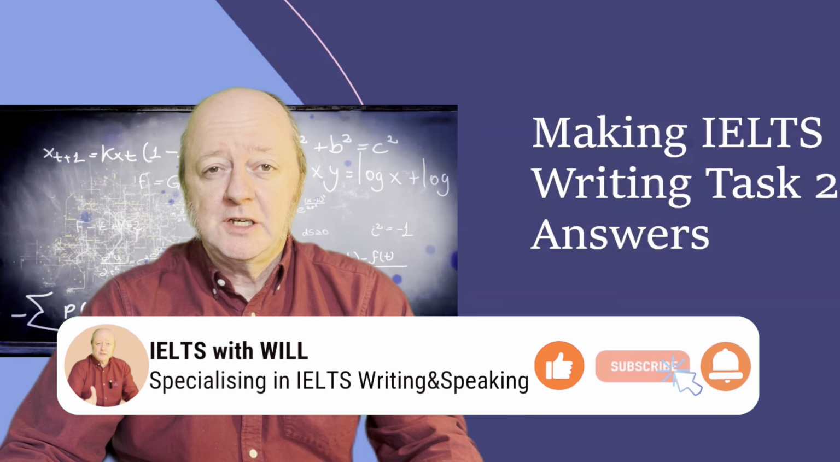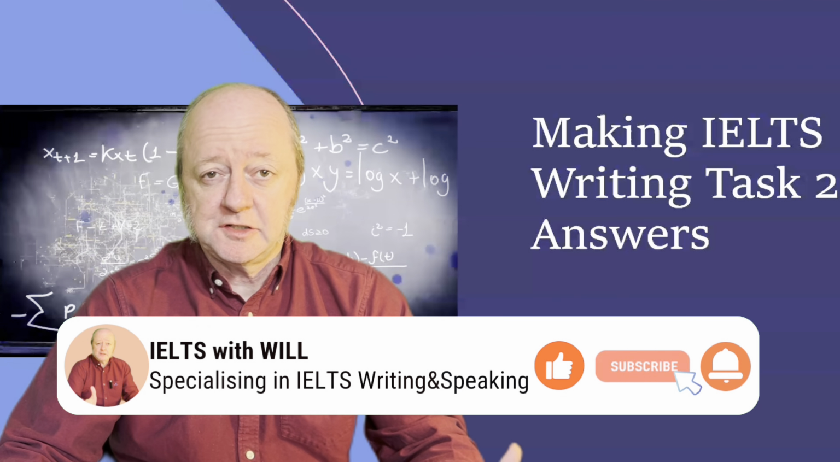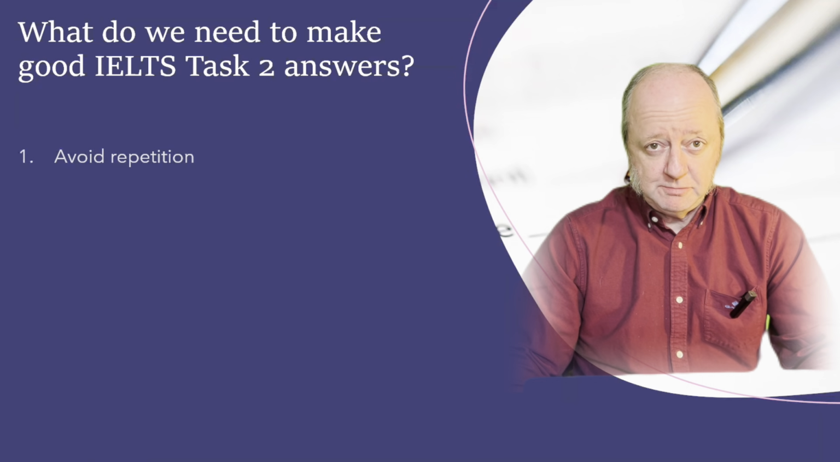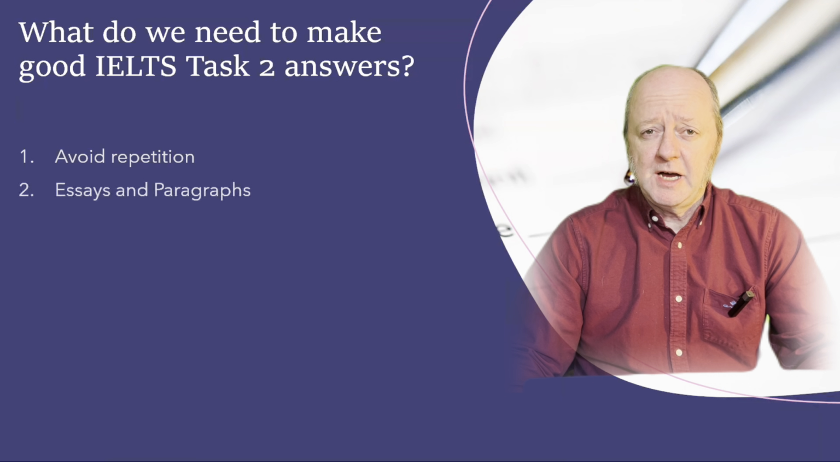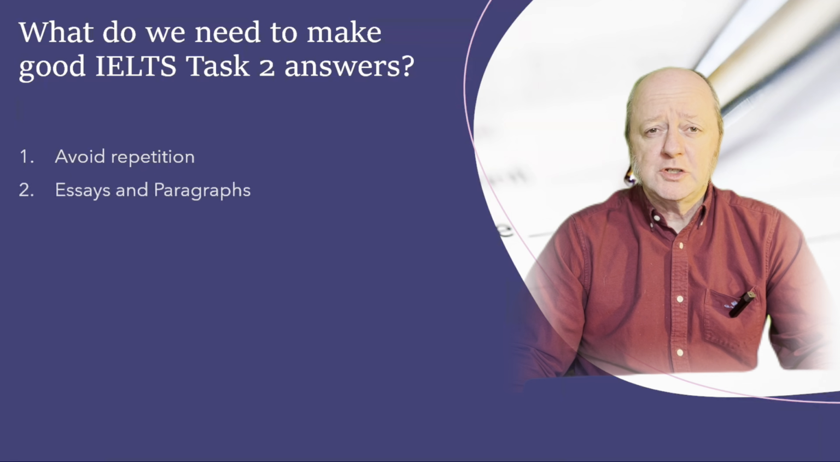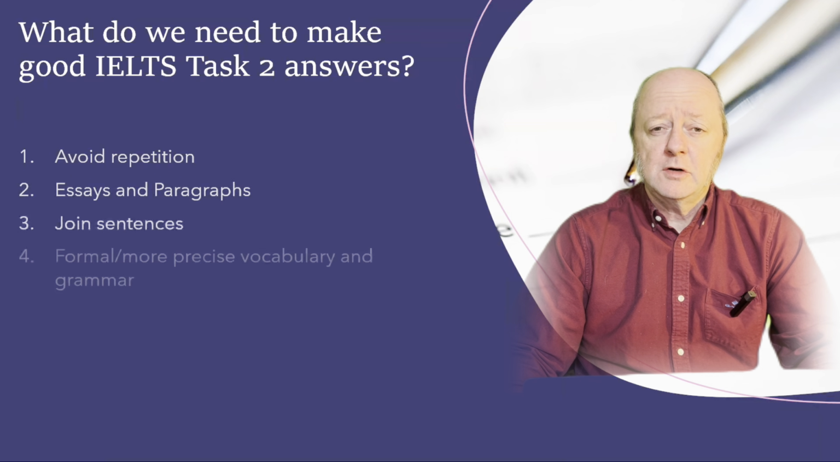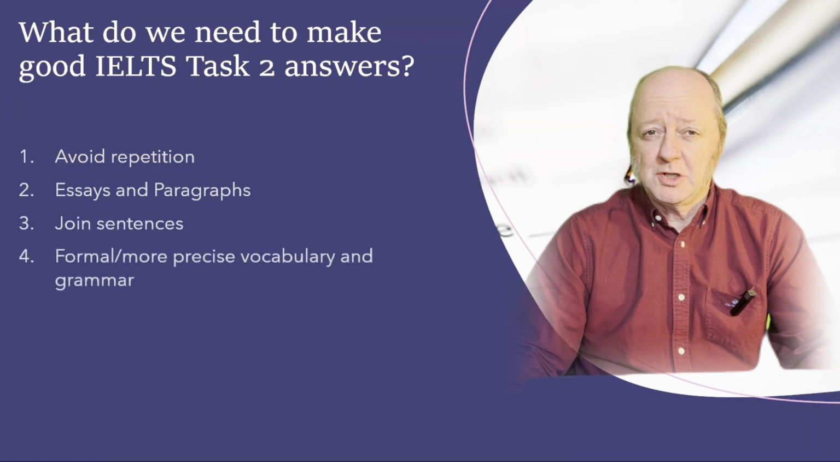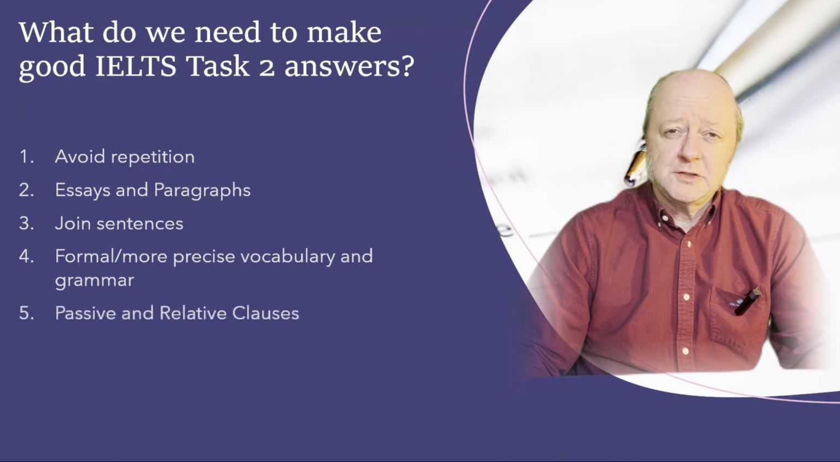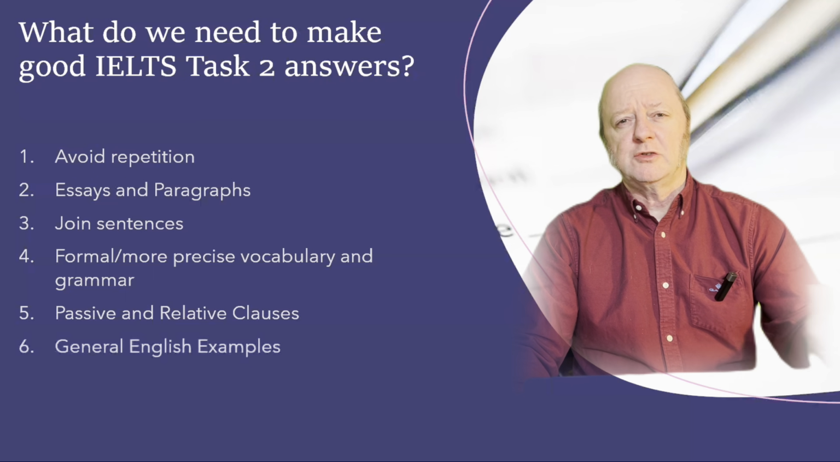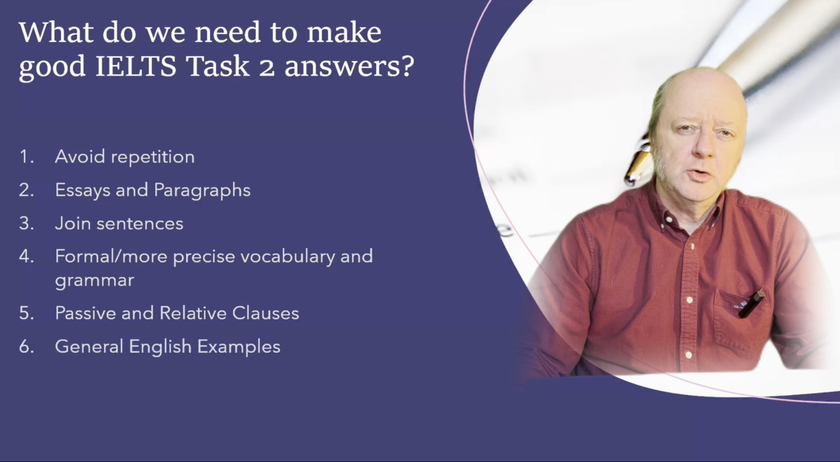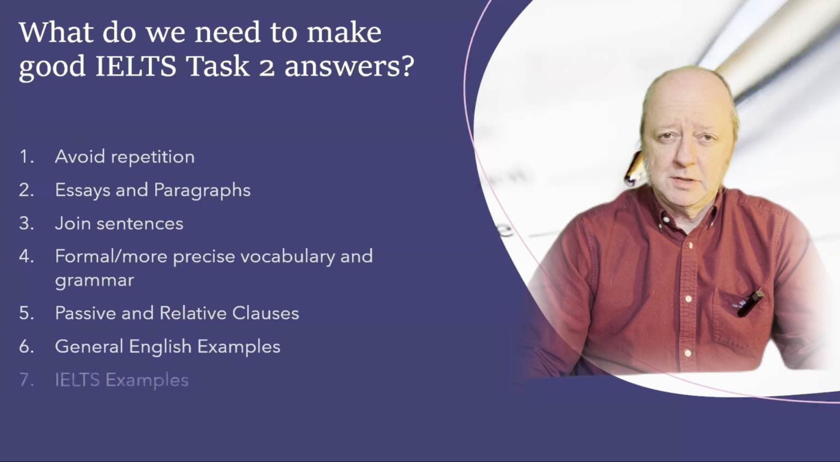What do we need to make good IELTS Task 2 writing answers? Well, first of all, we're going to look at repetition, and how to avoid repetition. We're going to look at essays and paragraphs. Then we'll look at joining the sentences, formal or more precise vocabulary and grammar, passive and relative clauses in particular. And then we'll look at some examples of general English before we look finally at IELTS example answers.